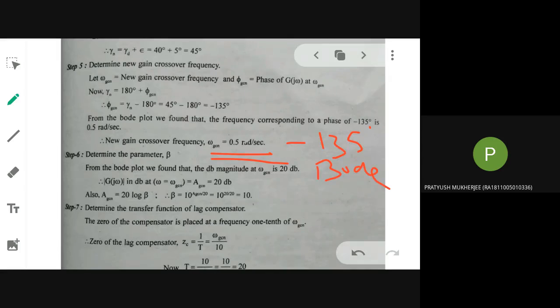Okay, next you need to design the compensator. A lag compensator you are going to design. Just one more thing you have to find: what is the gain at that omega GCN. So omega GCN is 0.5. Let us see to that also.